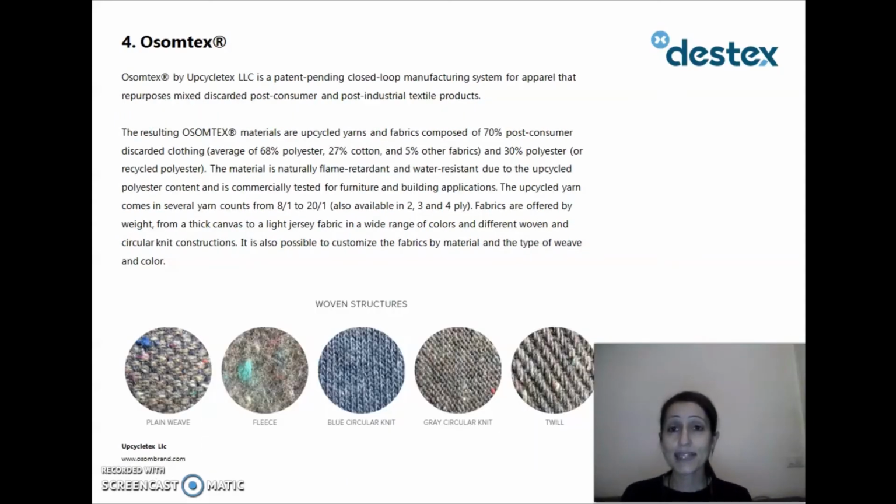Our next case study is the patent-pending closed-loop manufacturing system for apparel that repurposes mixed discarded post-consumer and post-industrial textile products. The resulting materials are upcycled yarns and fabrics composed of 70% post-consumer discarded clothing and 30% polyester. The material is naturally flame retardant and water resistant due to the upcycled polyester content and is commercially tested for furniture and building applications.